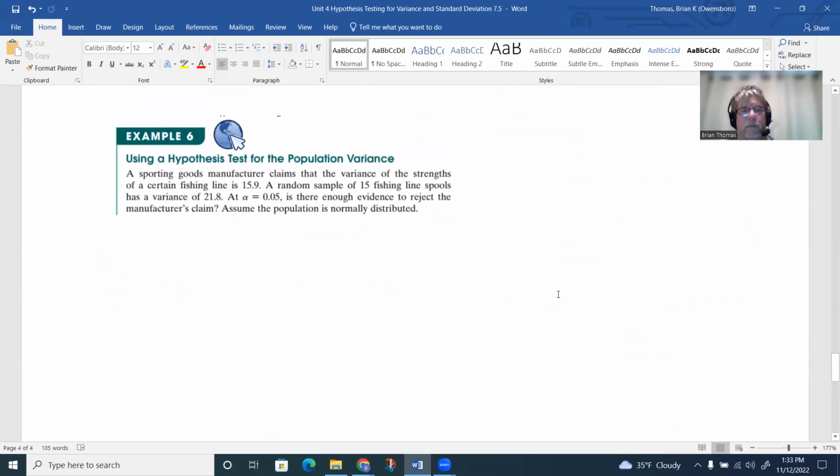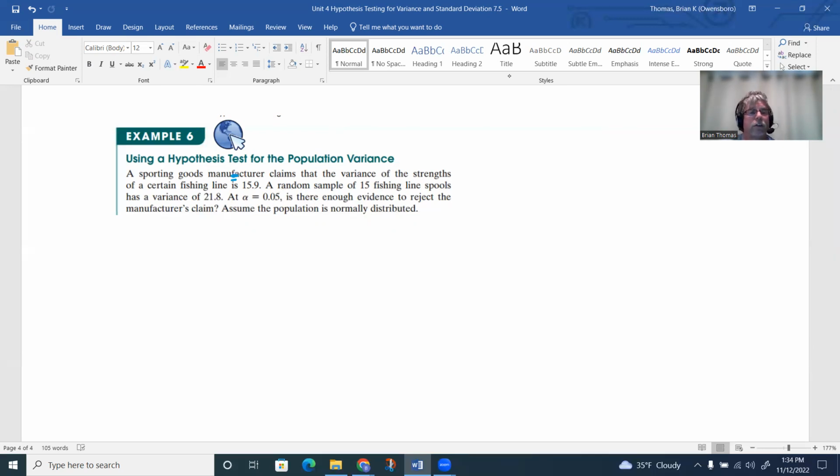So example 6, using the hypothesis test for a population variance. A sporting goods manufacturer claims that the variance of the strengths of a certain fishing line is 15.9. Notice how it says is 15.59, so that means we have an equal sign here. A random sample of 15 fishing line spools has a variance of 20.18. At a level of significance of 0.05, is there enough evidence to reject the manufacturer's claim? Assume the population is normally distributed.